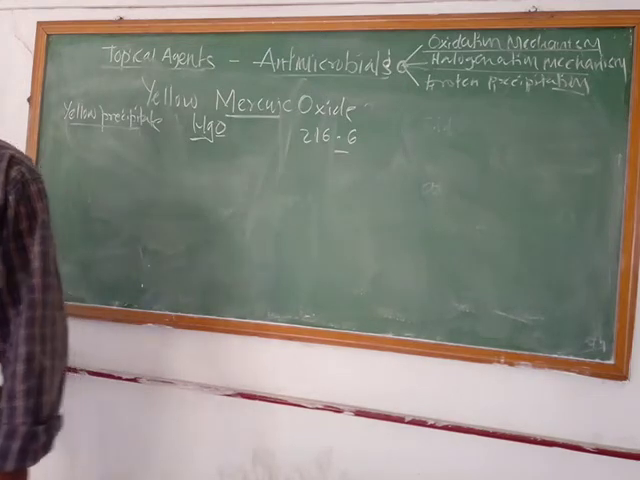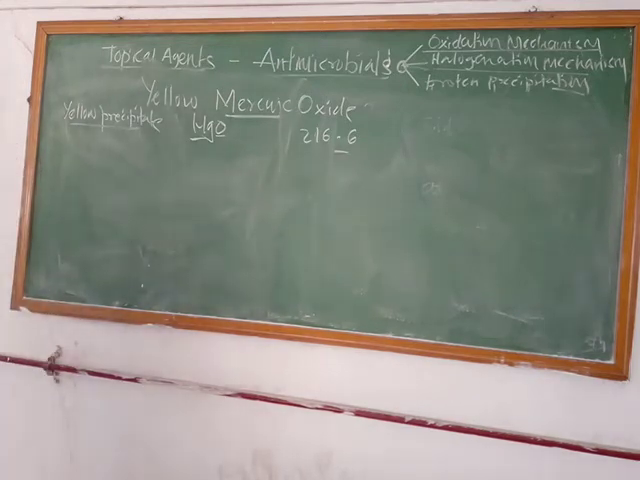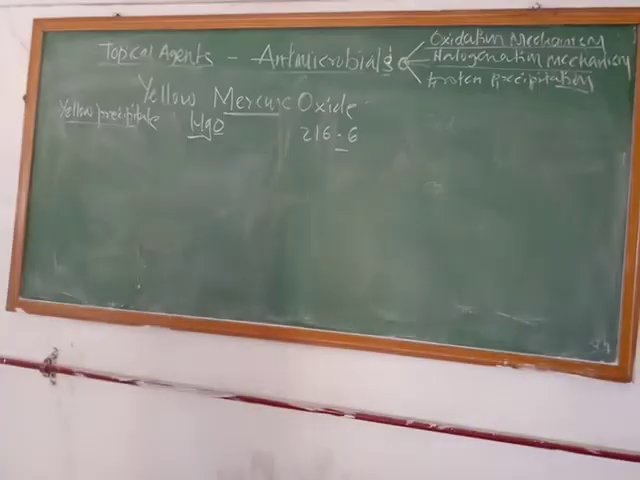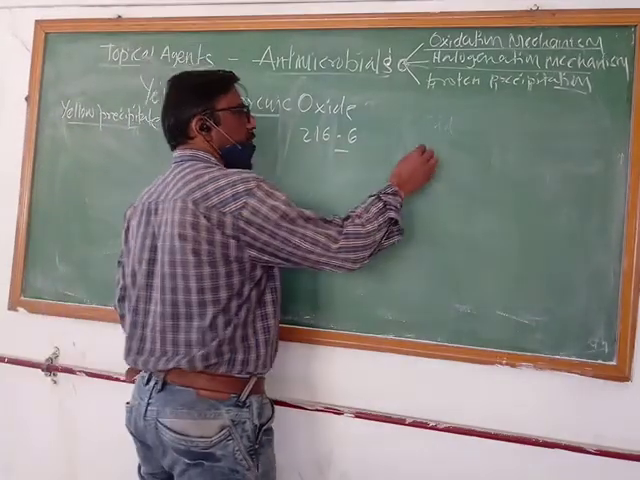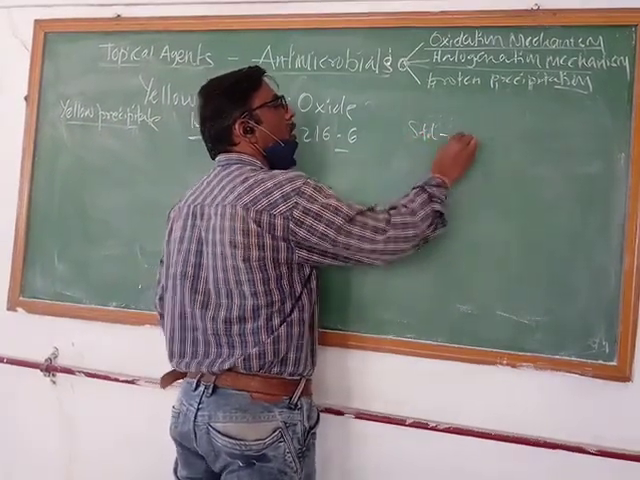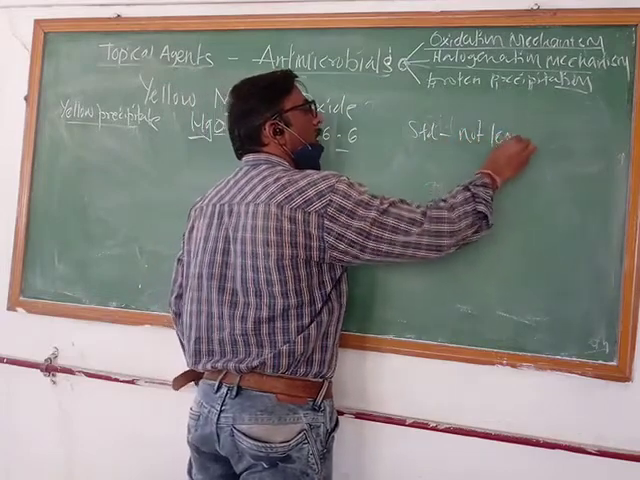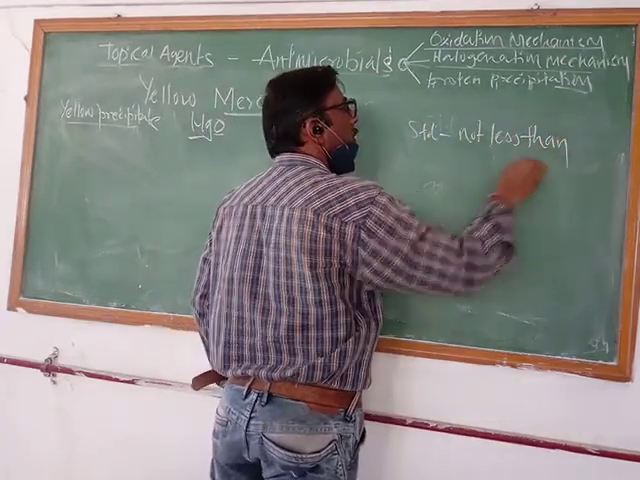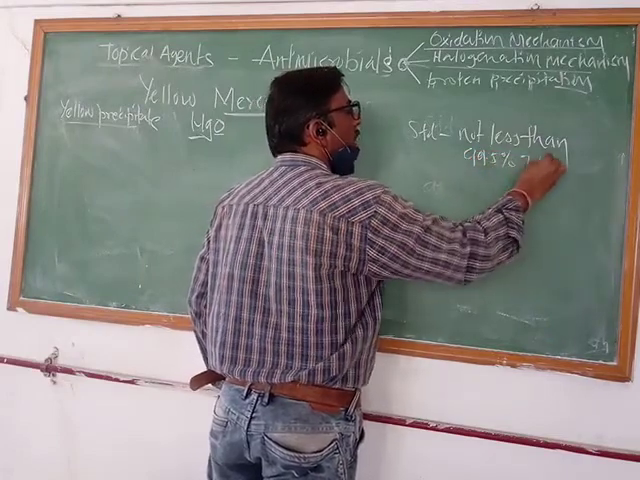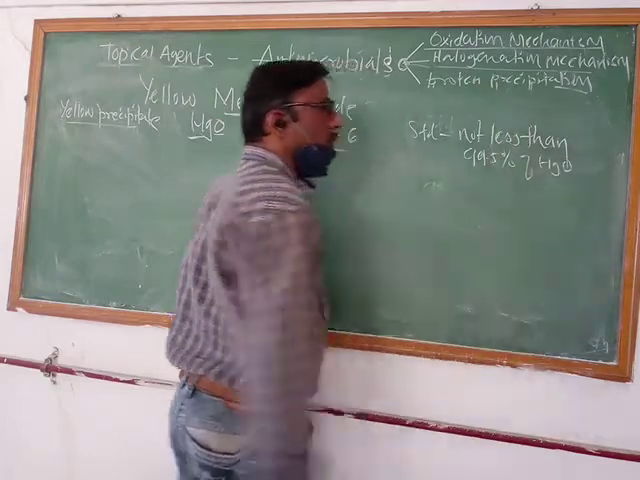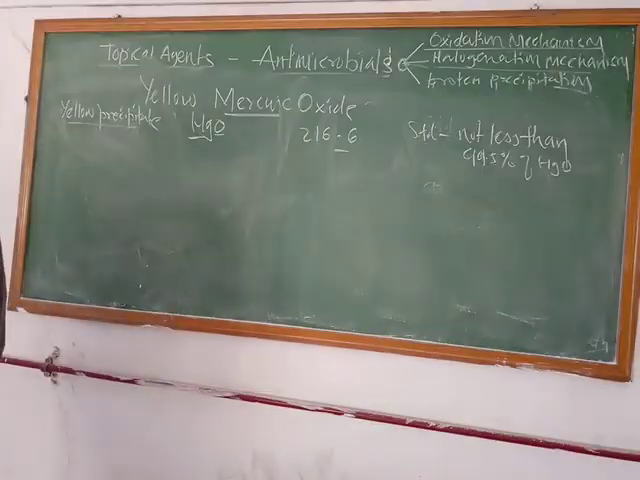Yellow precipitate is another name, a nickname of mercury oxide. Standard: according to IP, it contains not less than 99.5% of HgO in the given sample of mercury oxide.